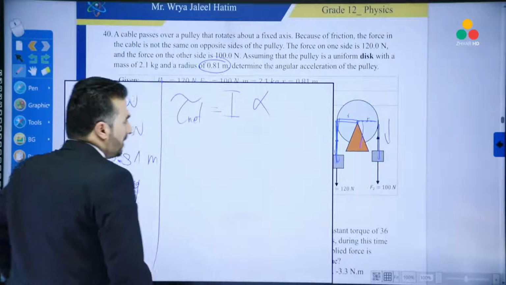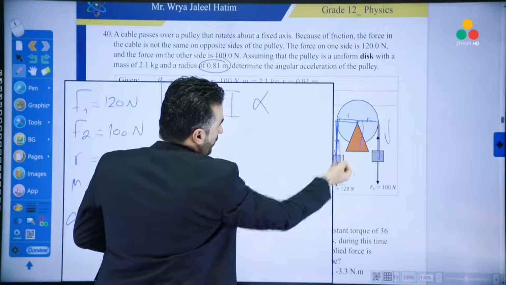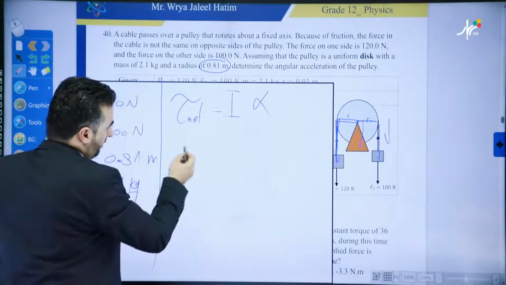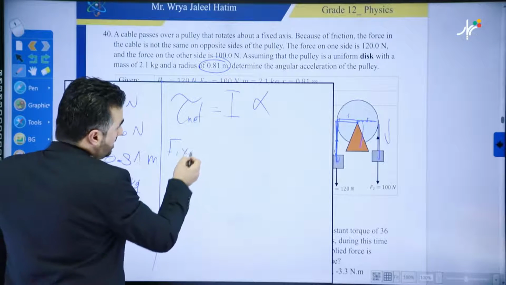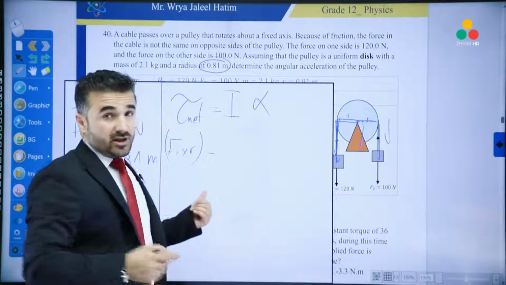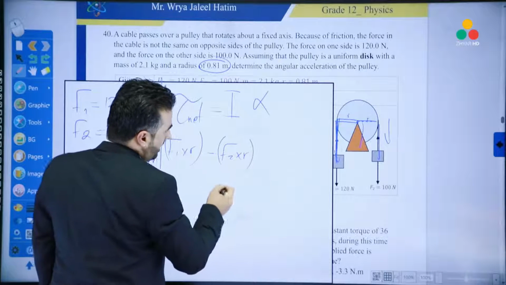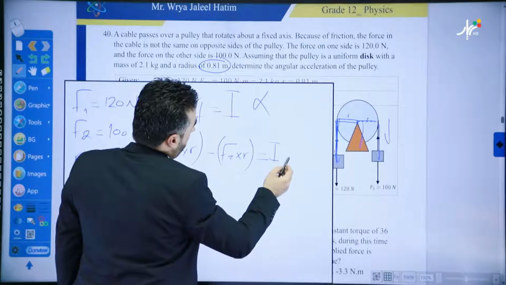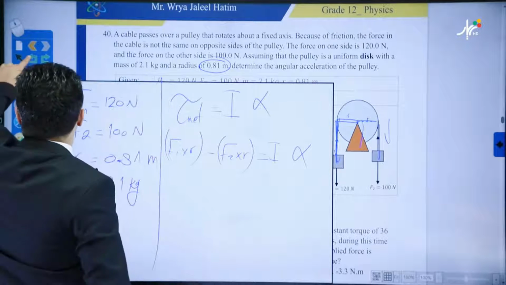Very good. But remember, not just their forces; multiplying force with the distance gives us the torque. Because 120 is bigger, we'll go with that first. We can say F1 multiplied by the distance, or the radius in this case, that is the first torque, the torque produced by the first force, minus the second force multiplied by the radius, that is the second torque, equal to moment of inertia multiplied by the angular acceleration.